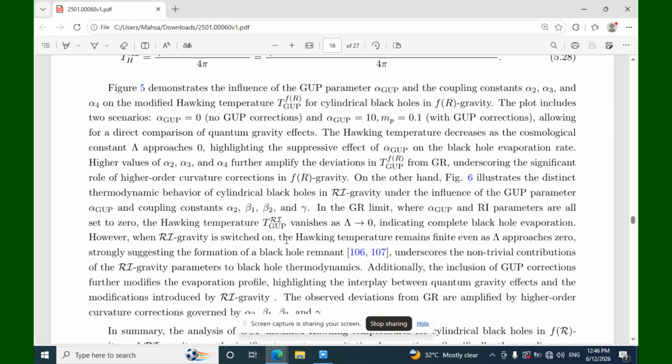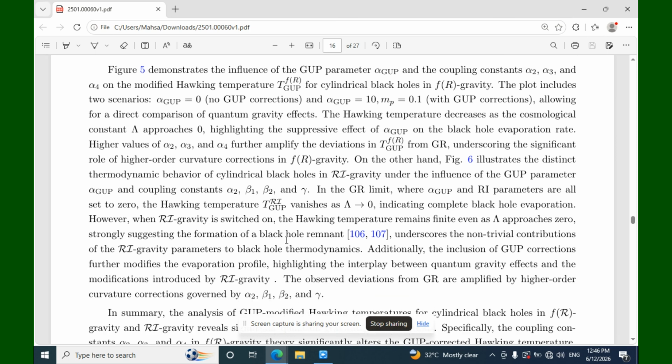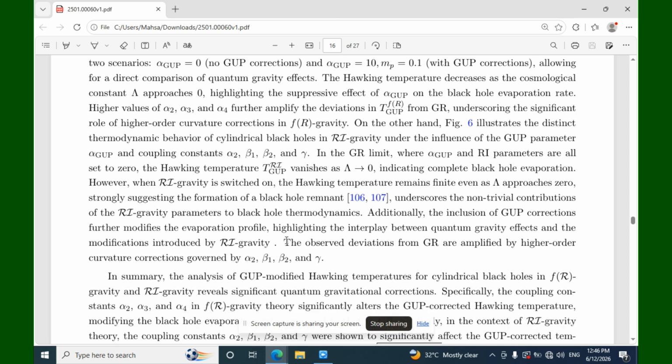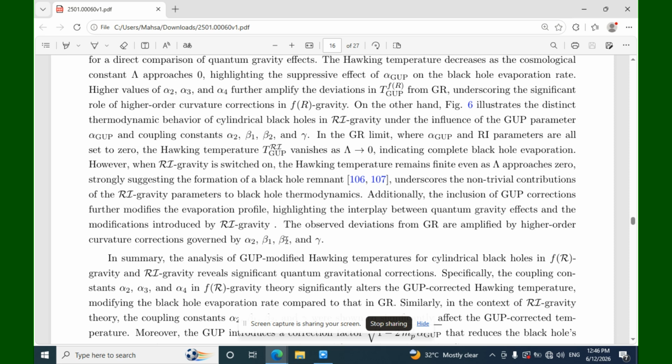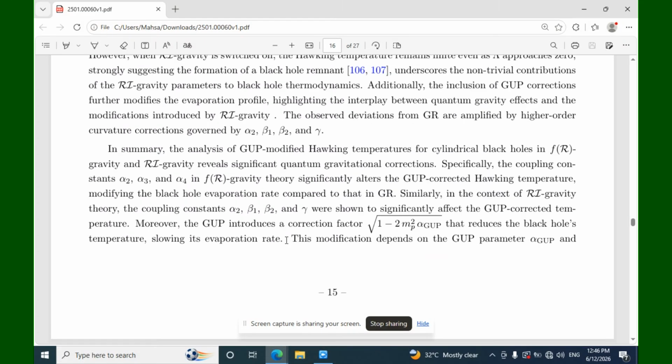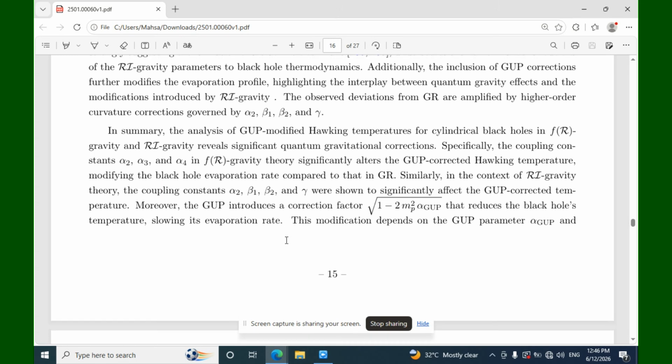Additionally, the inclusion of generalized uncertainty principle corrections further modifies the evaporation profile, highlighting the interplay between the quantum gravity effects and the modifications introduced by Ricci inverse gravity. The observed deviations from general relativity are amplified by higher order curvature corrections governed by alpha 2, beta 1, beta 2, and gamma.